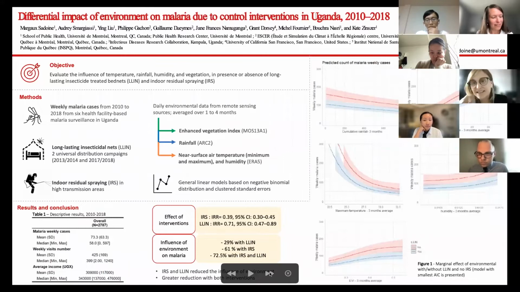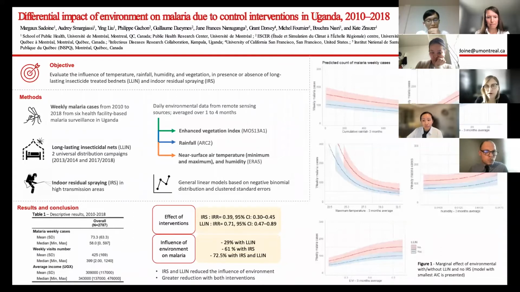Hi, thanks. So my name is Margaux Sadoine. I'm a PhD candidate in public health at Montreal University. And today I want to present this analysis, which examines the influence of environment on malaria in the presence or absence of vector control interventions. For this study, we used weekly laboratory-confirmed malaria cases from 6 health facilities around Uganda that are part of the malaria surveillance program.